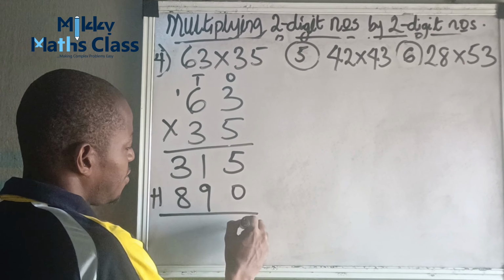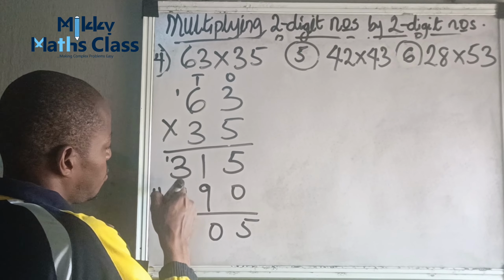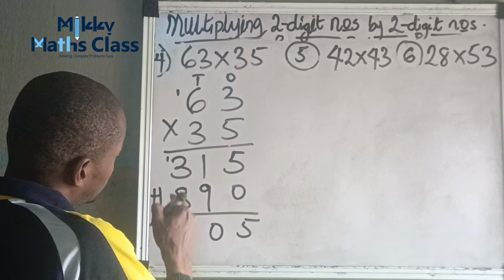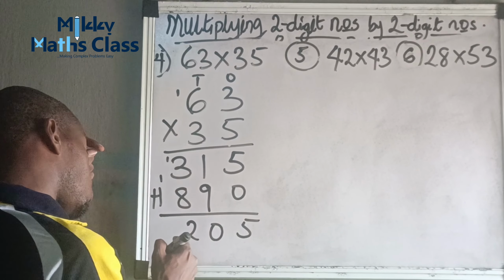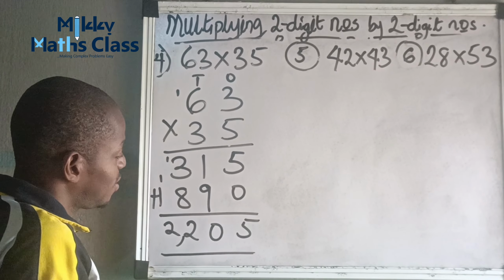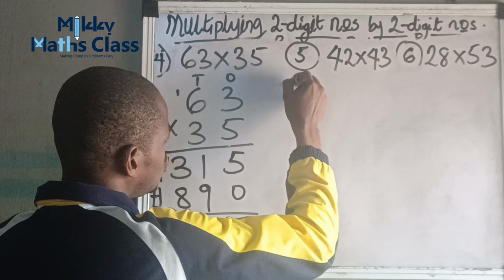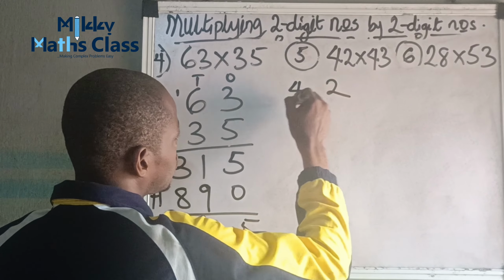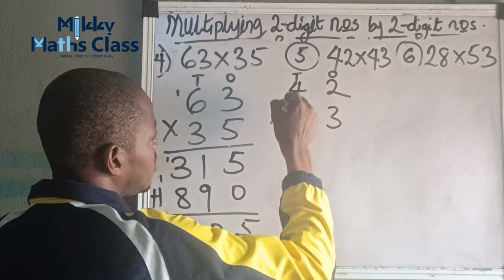So this is 5. 1 plus 9 is 10. 8 plus 3, 11. Plus 1, that's 12. 2, carry 1. 1 plus 1, that's 2. So that's 2,205. Let's go to the next one. 42 times 43. The next thing, this is the ones part, this is the tens part.